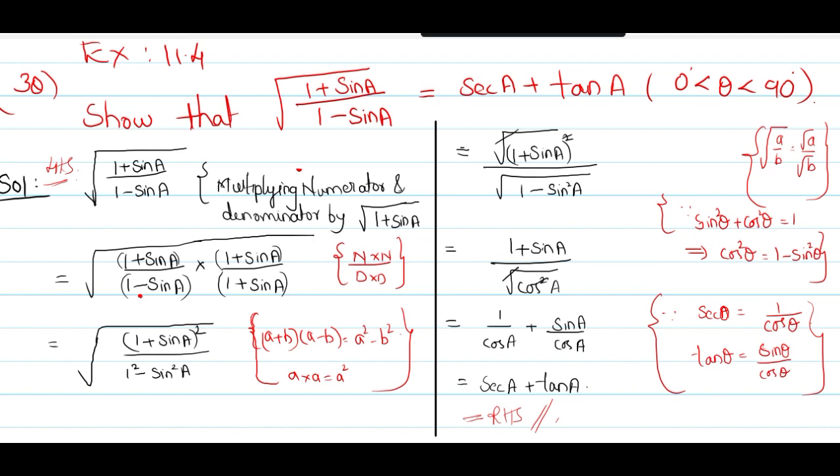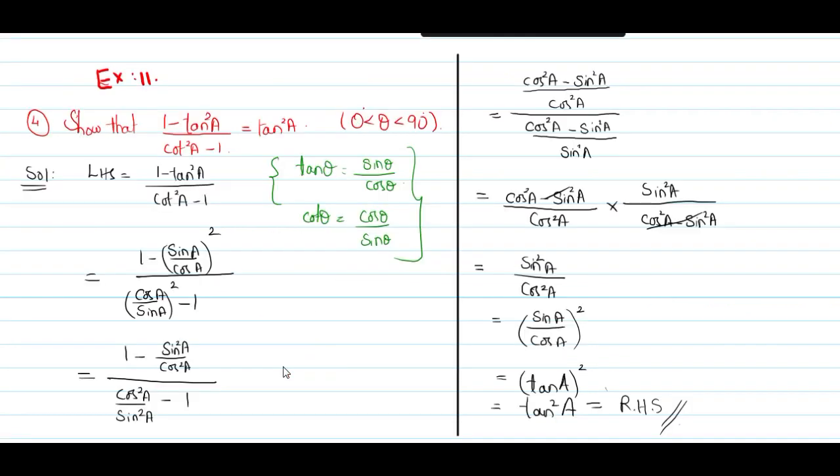Now moving to our next question, question number 4. This is also one of the interesting questions. We need to show that (1 minus tan square a) by (cot square a minus 1) is equal to tan square a. So let us take the LHS and express it in terms of sin and cos. We know tan theta is equal to sin theta by cos theta, and cot theta is equal to the inverse of it, that is cos theta by sin theta.